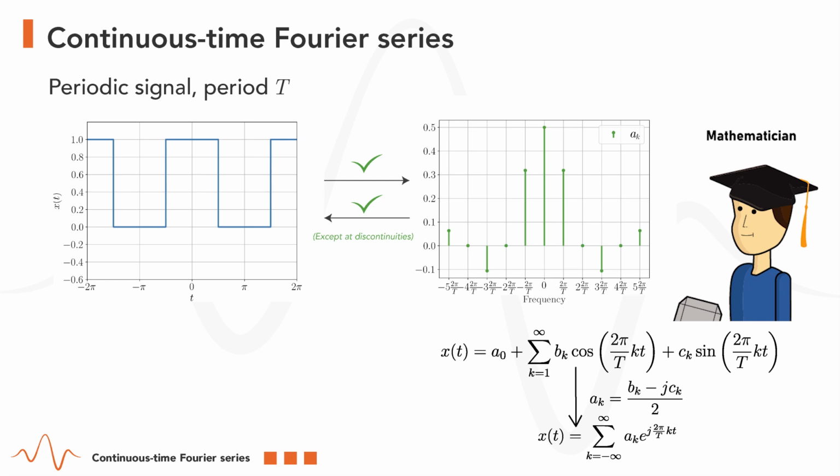Note that when the ck's are 0, as is the case when the periodic function is even, the ak's are purely real, so in this slide we can still represent ak's as real numbers.